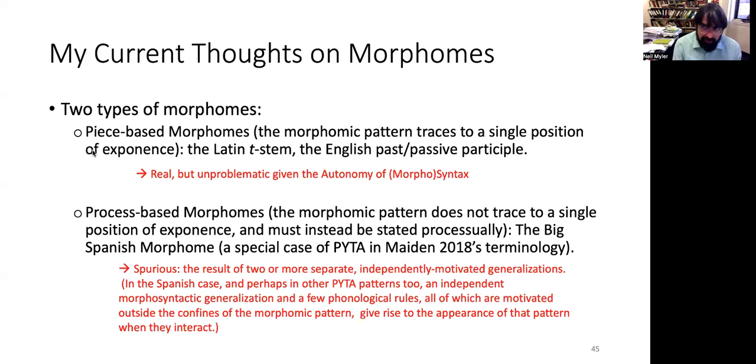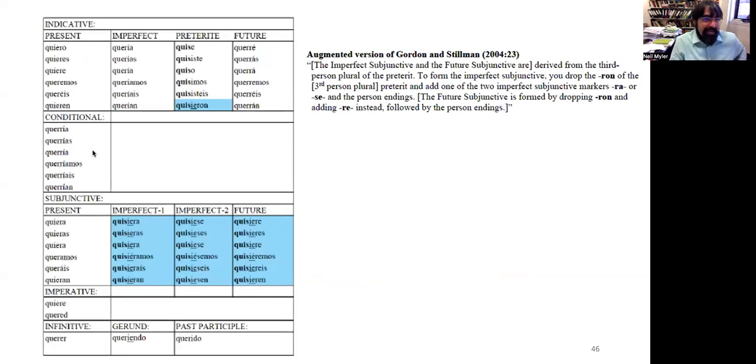Process-based morphomes, I think, are spurious. What I think is that they're all the result of two or more separate independently motivated generalizations. So in the Spanish case, which I'll remind you of in a second, and perhaps in related PYTA patterns as well, what you've got is an independent morphosyntactic generalization and a few phonological rules, all of which are motivated outside of the confines of the morphomic pattern. So none of them are ad hoc, right? But when they interact, they give rise to the exceptionlessness of the pattern, right? So here's the big Spanish morphome.